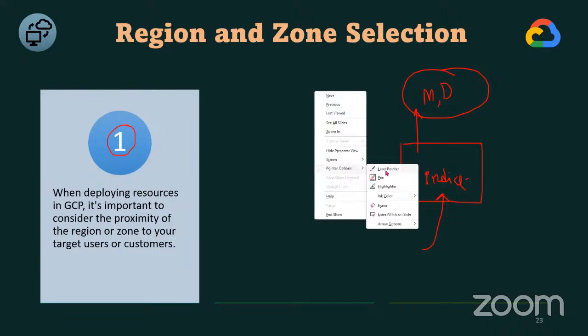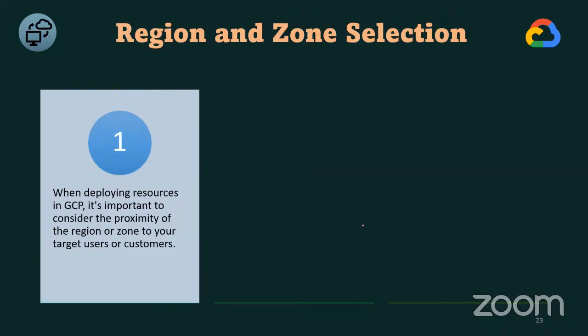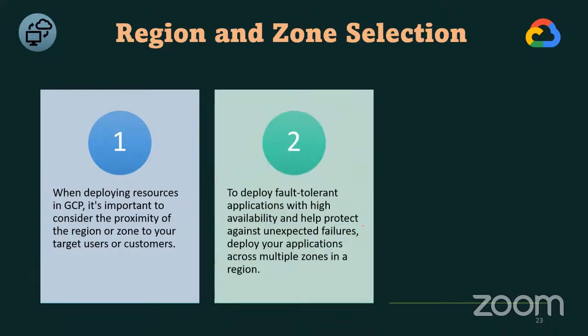What does our first point say? Try to deploy your resources near to your target users or customers. In simple words, select a region or zone near to your target users. So that is what the first point says. Hope that is clear. Now, what does the second point say?